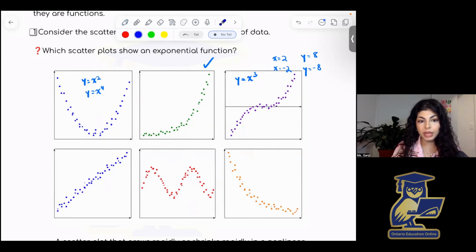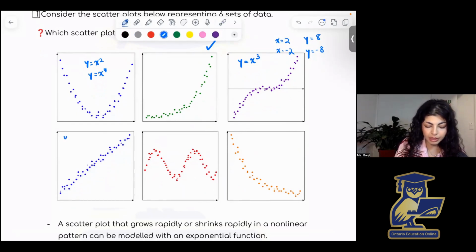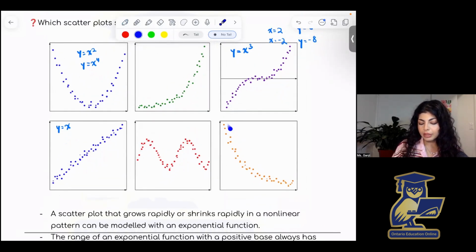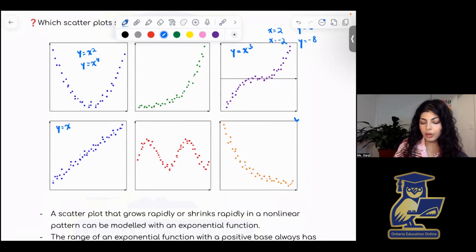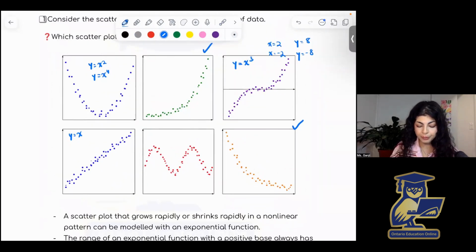Now, this one, it's pretty much a line, right? This is our linear function. This could be something like y is equal to x. And this one, we are going to see later on, but this is a repeating function. So this one is actually also not an exponential. Now, this one as well, we see that we are rapidly decreasing in this case. So this one could also be an exponential function. So we only have these two.